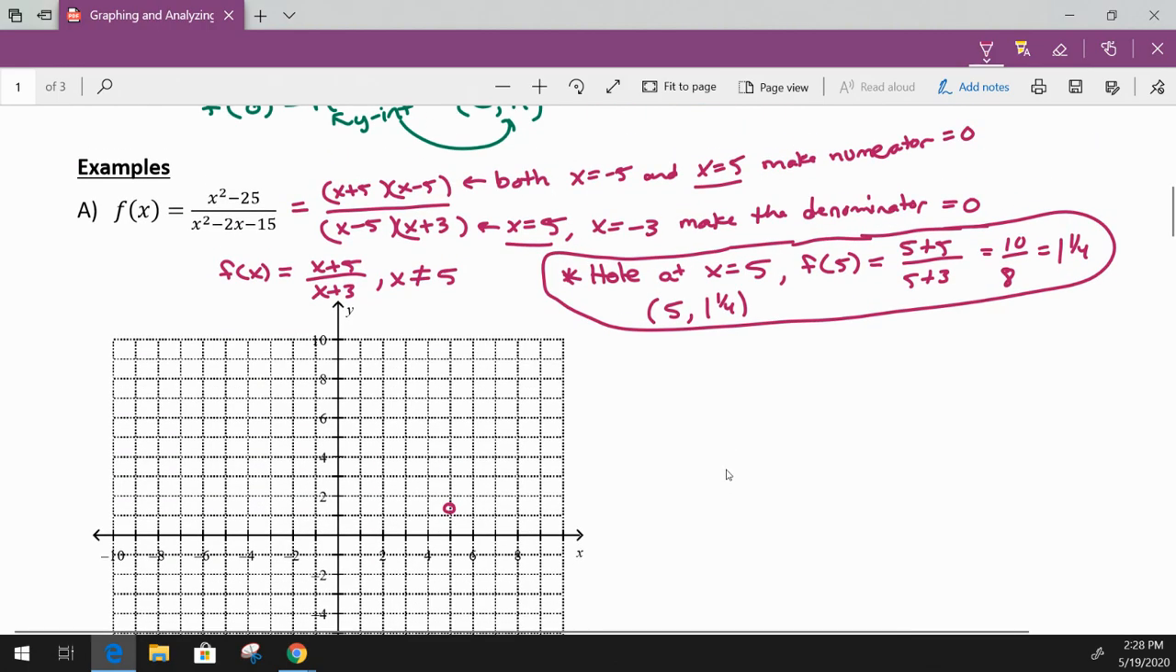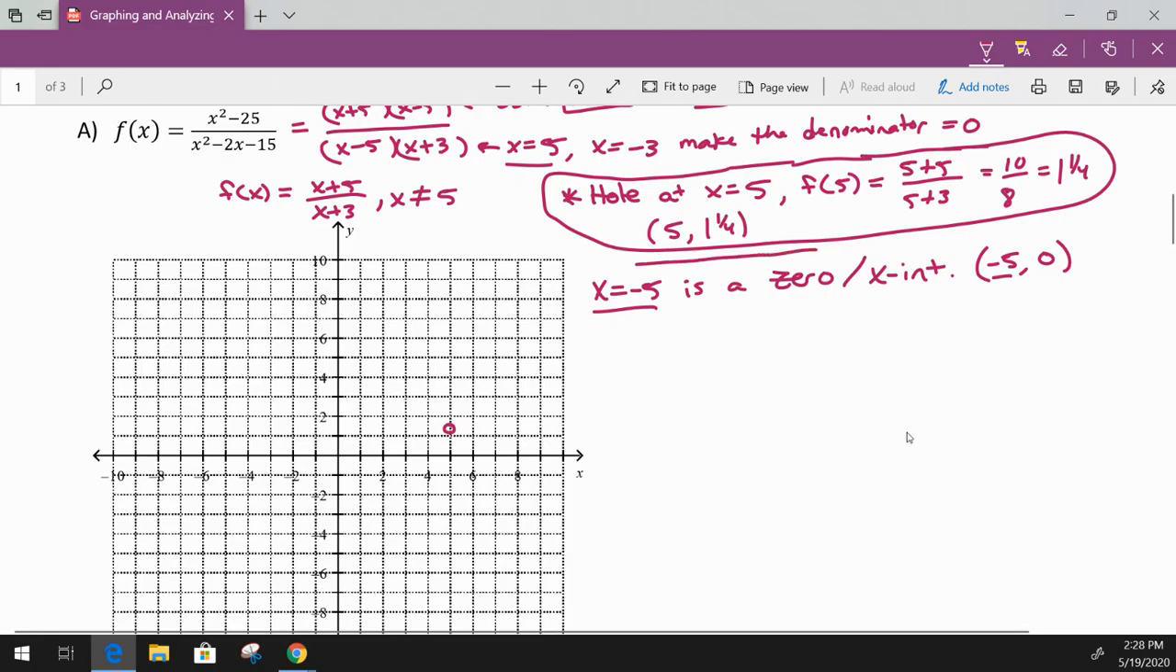All right, so what about the -5? Well, since x equals -5 made the numerator 0, but not the denominator, x equals -5 is a 0, or an x-intercept. X-intercepts have an x-coordinate of whatever that 0 is, and 0 is the y-coordinate. So we can go ahead and graph that. So -5 is a 0, which is the x-intercept, or the point (-5, 0). So we can graph that point.